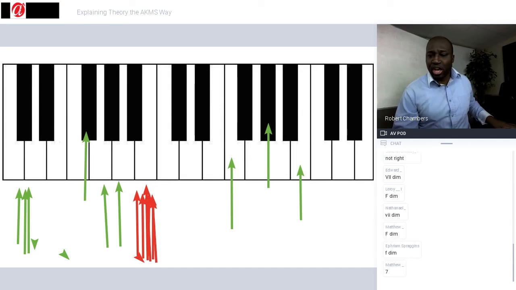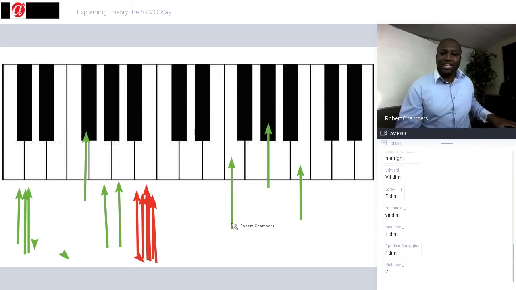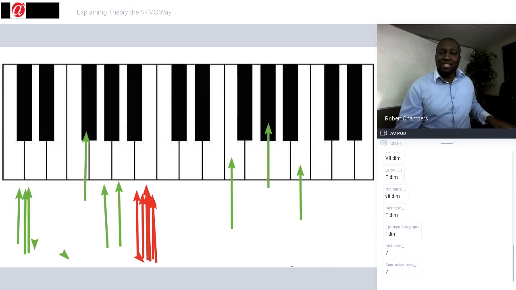Okay, and I think a lot of you guys said it already, all right? So I know Edward, you said it. Nathaniel, you said it. And Matthew, you're saying it. Exactly. It'd be the 7 diminished. Sandra, you said it. Exactly. It'd be the 7 diminished.